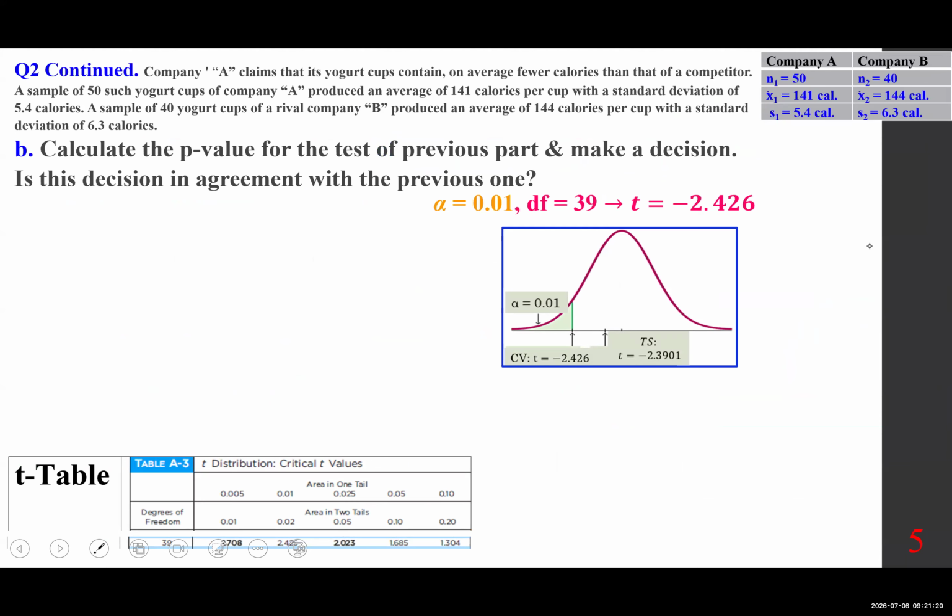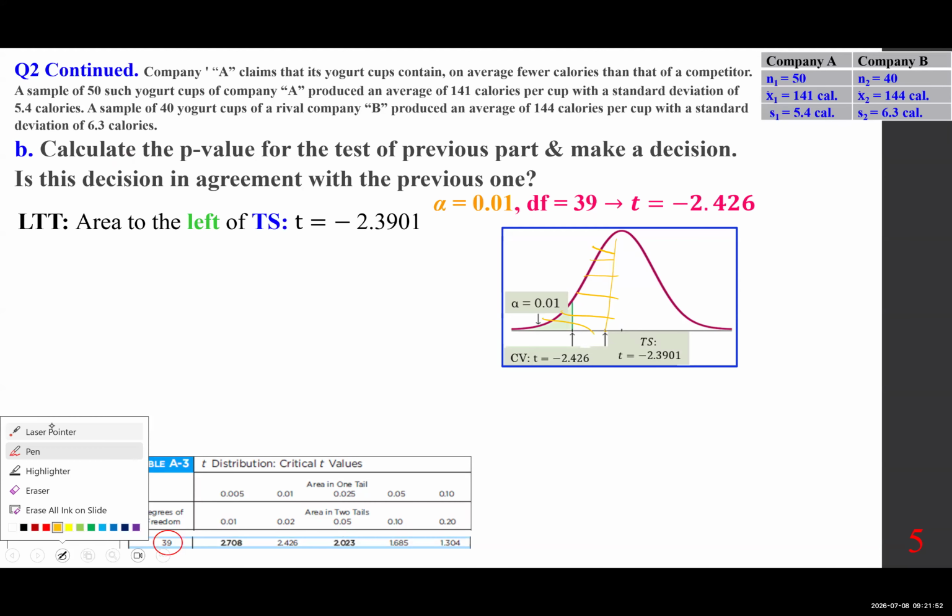We are looking at the same question, part B. Calculate the p-value for the test of the previous part and make a decision. Obviously, the area to the left of the test statistic is your p-value. So the area to the left of the test statistic, and clearly you can see it's larger, you can look it up. And the way you look it up, the degrees of freedom is 39. Again, just to give you an idea how it works.